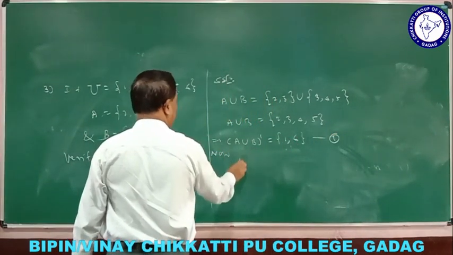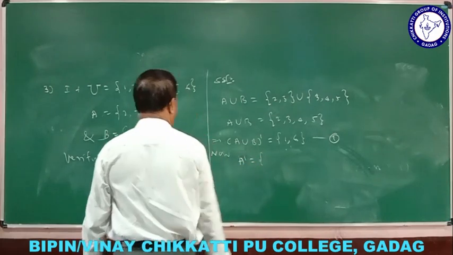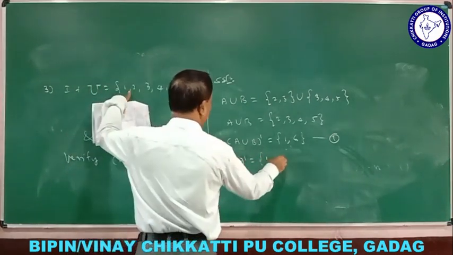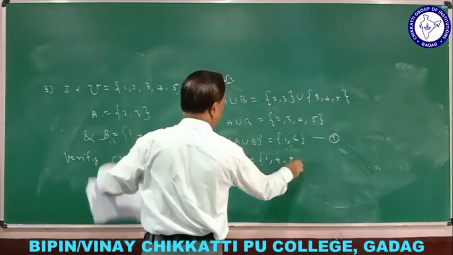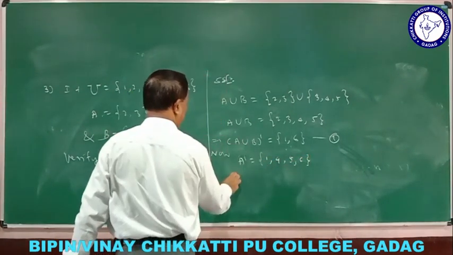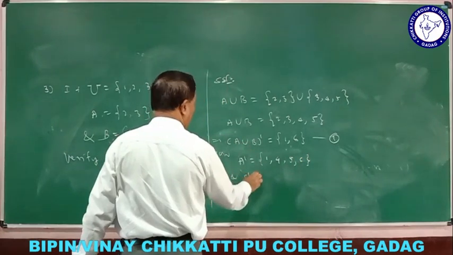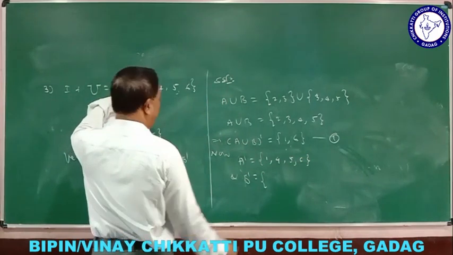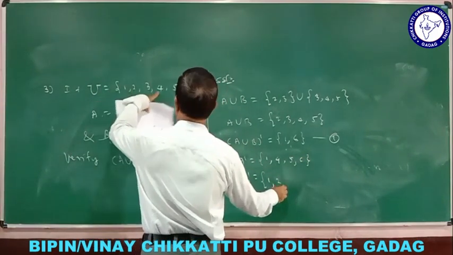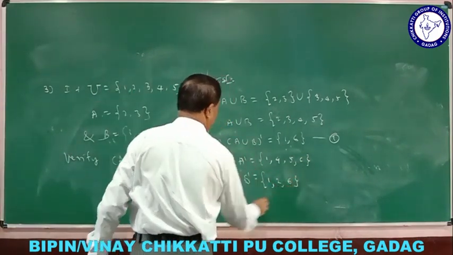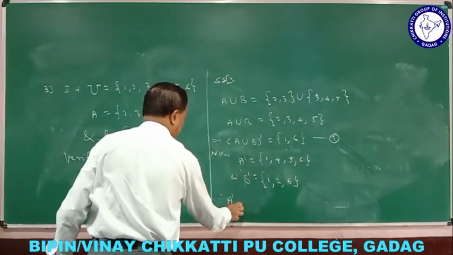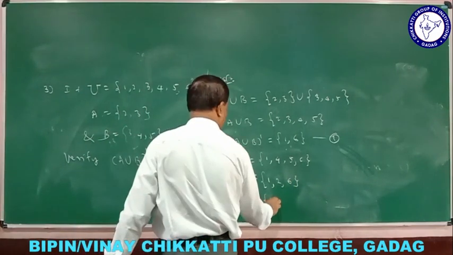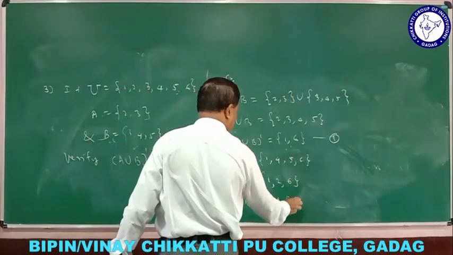Now, what is A complement? A complement means only those, 2, 3 have to drop. 1, 4, 5, 6. This is A complement. And what is B complement? Excluding elements of B. Where is B? 3, 4, 5. 1 you have to write, 2 you have to write, 3, 4, 5 means 6 you can write. Therefore, A dash intersection B dash, A dash means 1, 4, 5, 6.